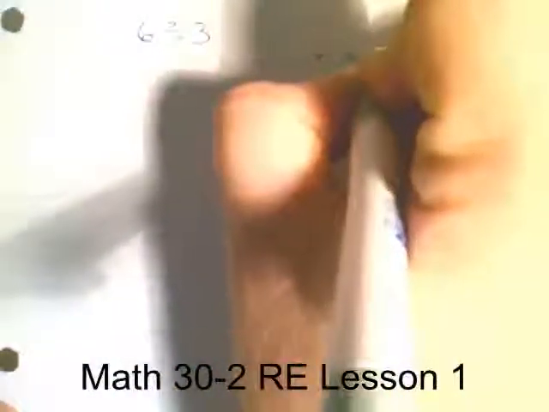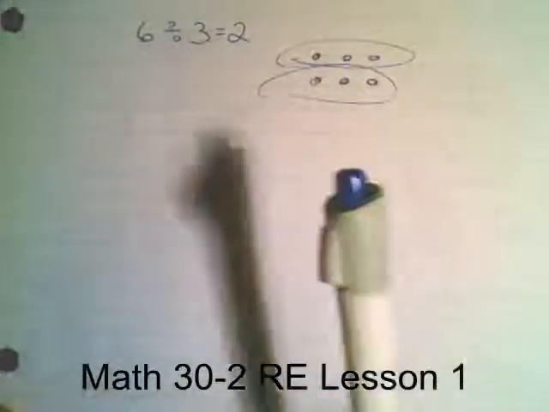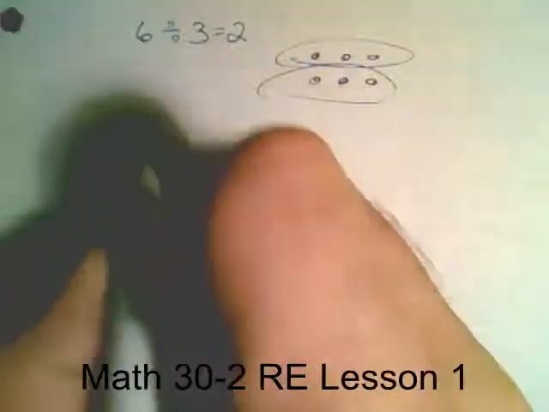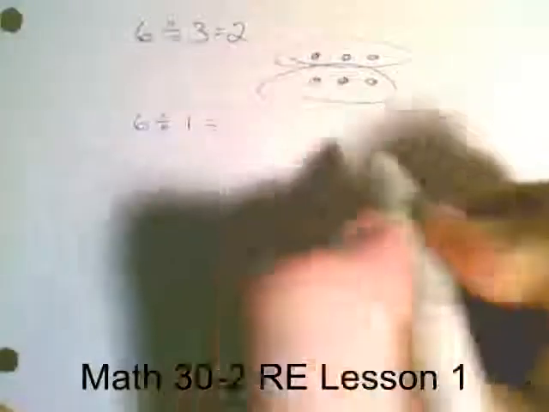If I do 6 divided by 3, what that essentially means is I have 6 dots and I want to make groups of 3. How many groups of 3 can I make? So if I take 6 dots, how many groups of 3? 2 groups of 3. I can make 2 groups of 3, so the answer is 2. That's what this boils down to.